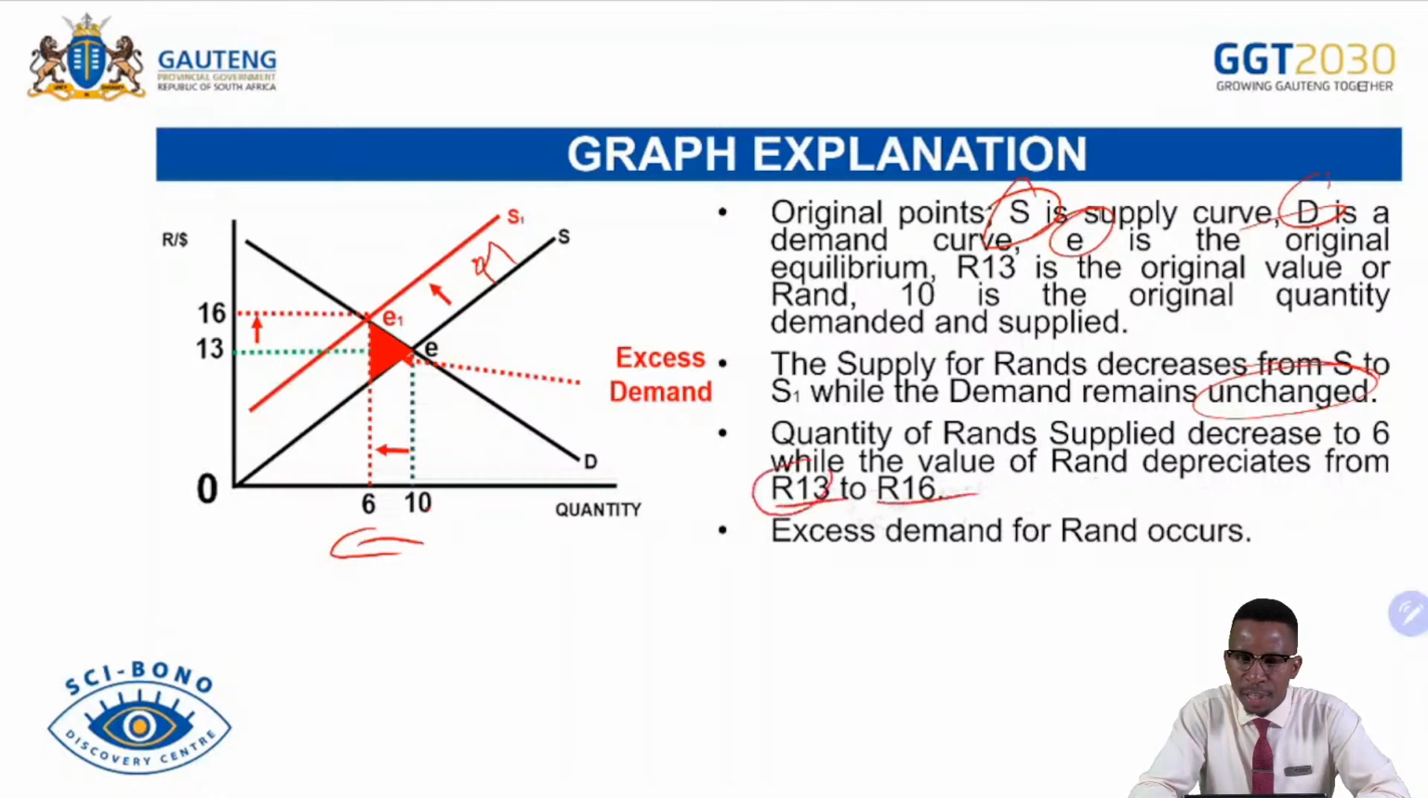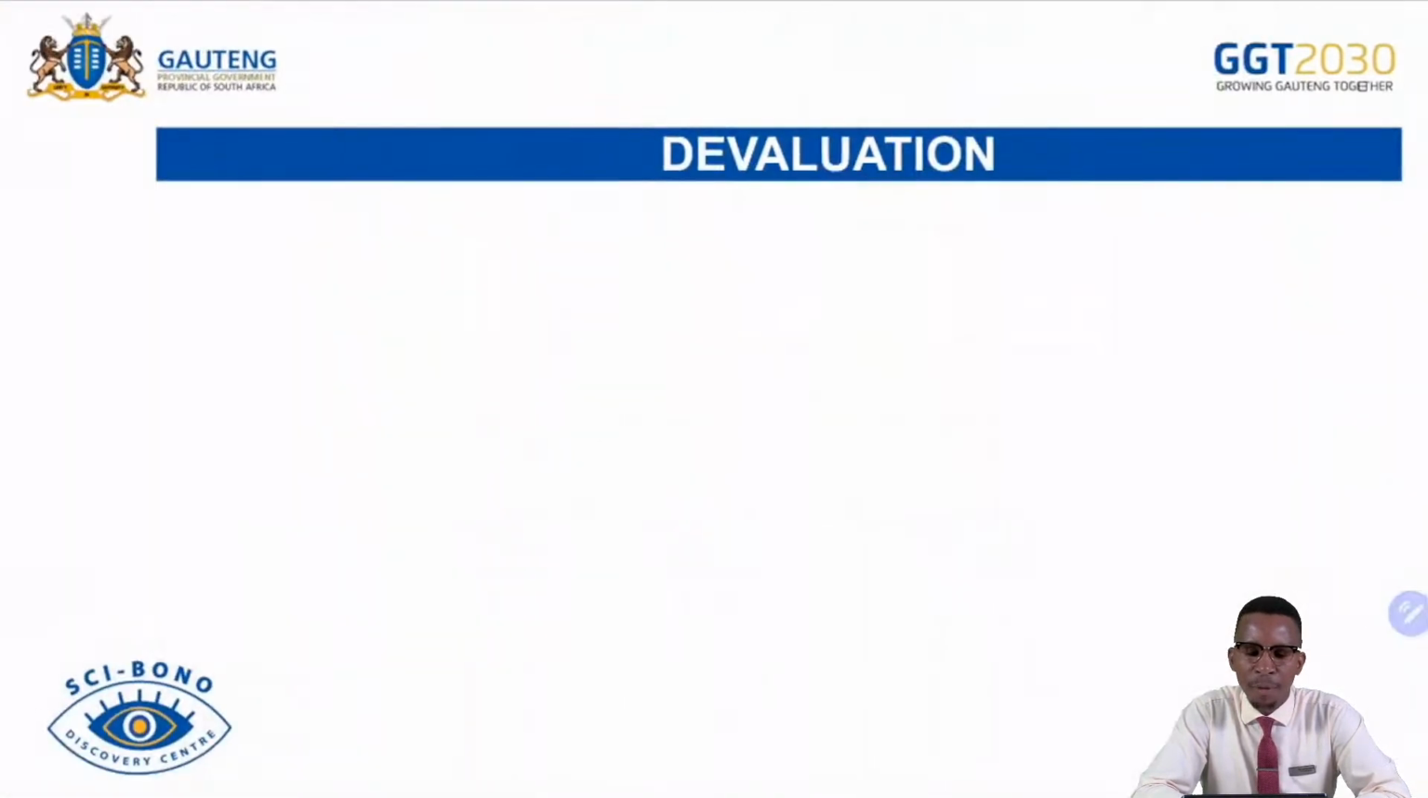So the rand is depreciating now, because initially we were paying 13 rand to afford a dollar, but now we're paying 16 rand to afford a dollar. That is too expensive. Then excess demand for rand. Okay, so the rand is highly demanded in the market compared to what is being supplied. So that is bad in the economy.